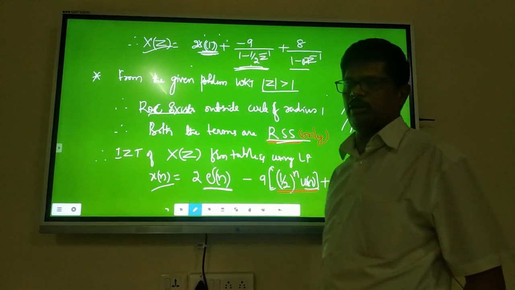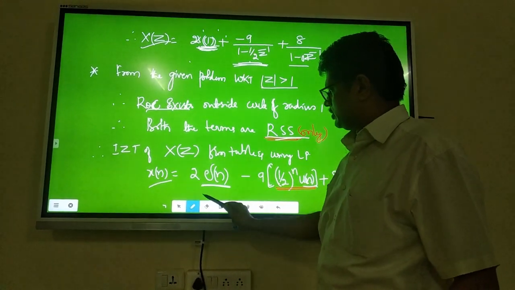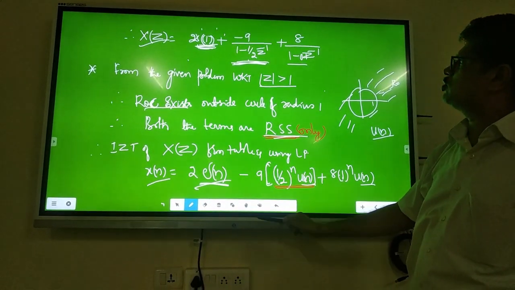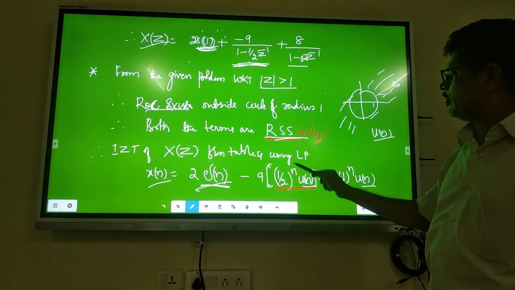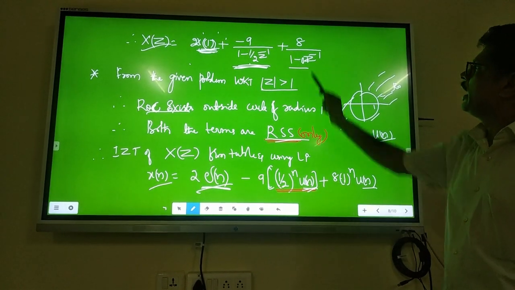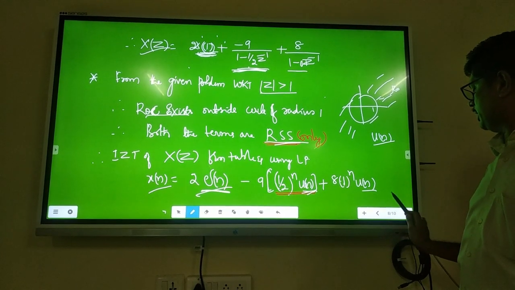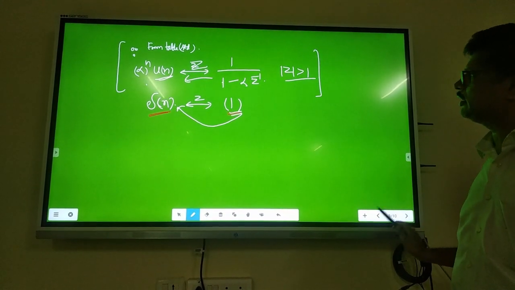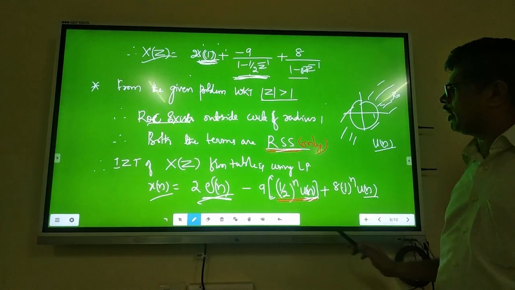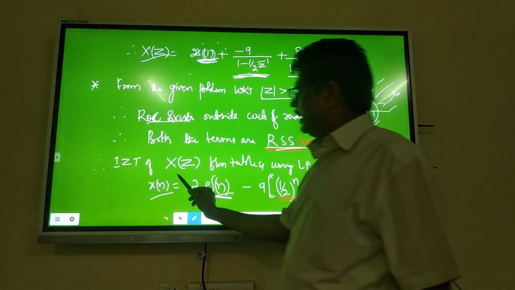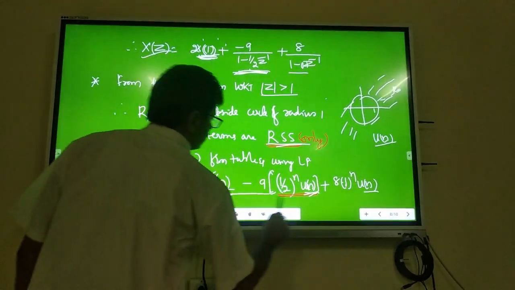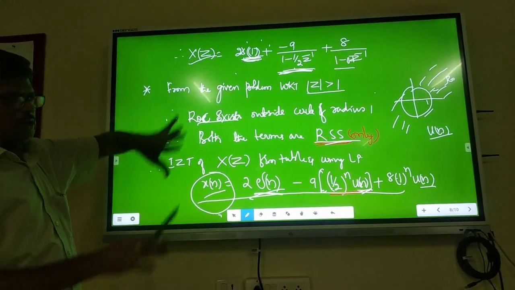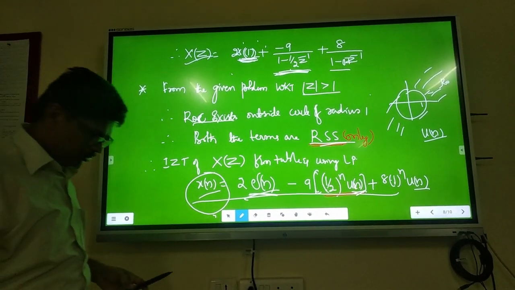After applying, you will get the inverse Z transform of X(z) as the original sequence x[n]. The inverse Z of 2 into 1 is 2 delta[n], the impulse function. The inverse Z of the remaining terms is minus 9 into (1/2)^n u[n], a right-sided sequence, plus 8 u[n], a right-sided sequence. That is how I have done it here, and I hope I am clear. This is how we get the original sequence from the transformed sequence X(z).